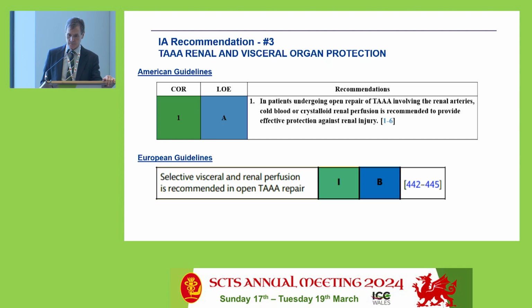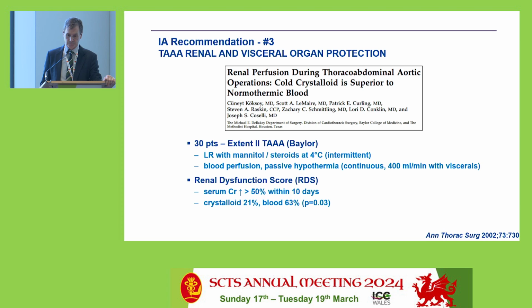So the third recommendation: in patients undergoing open repair of TAA involving the renal arteries, cold blood or crystalloid is recommended to provide effective protection against renal injury. And the Europeans also suggest using visceral and renal perfusion in open TAAs, but again, 1B. So let's look at renal perfusion.